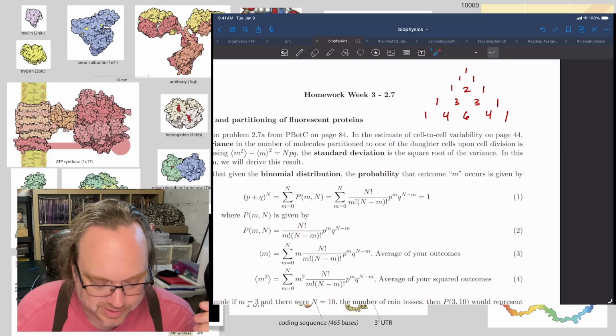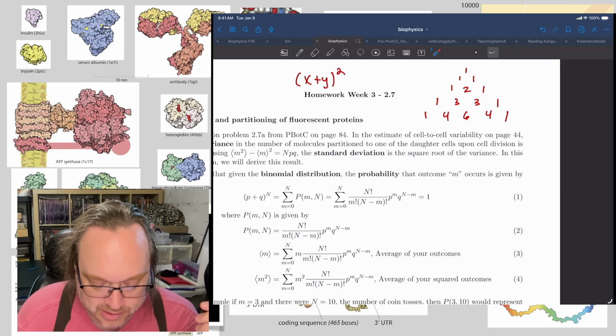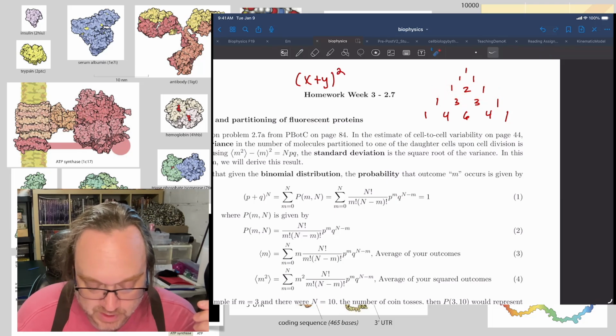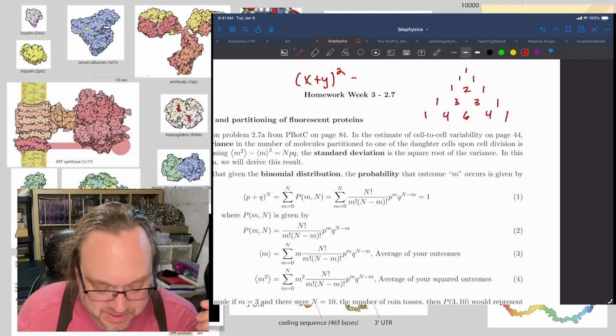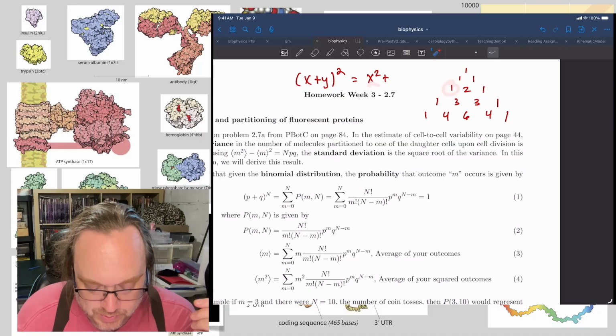Well, what is this thing? How do I use it? Let's imagine that I have x plus y and I want to square it. Squaring it means go to this row. So that means that x plus y squared is going to be x squared plus, and you see the coefficient is 1 for the first term, that's x squared.